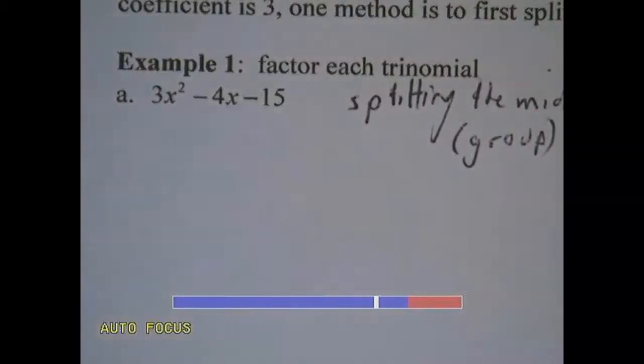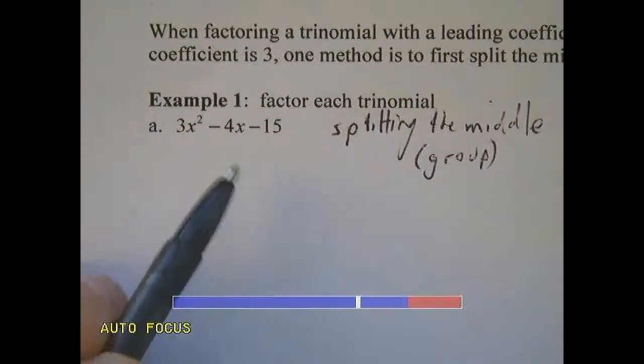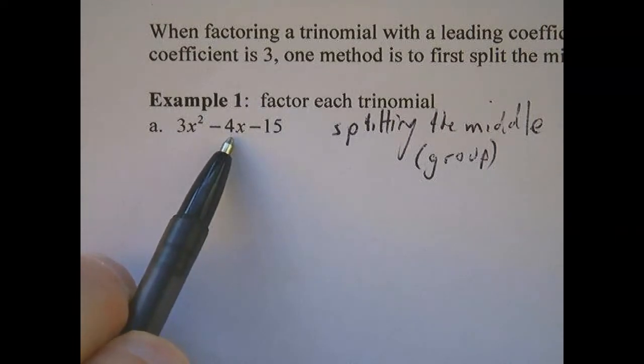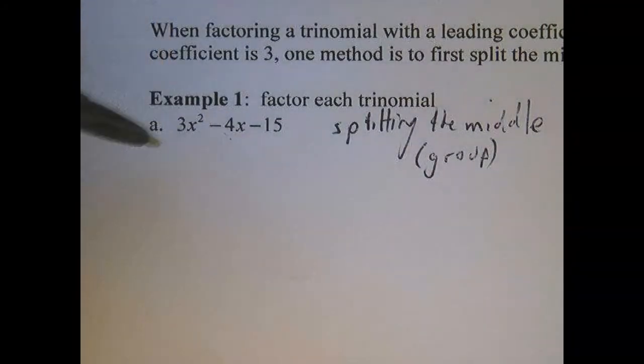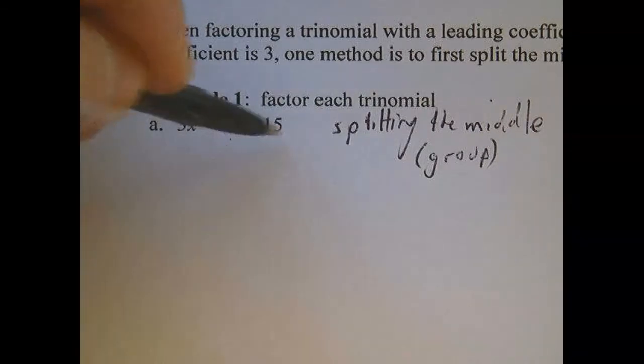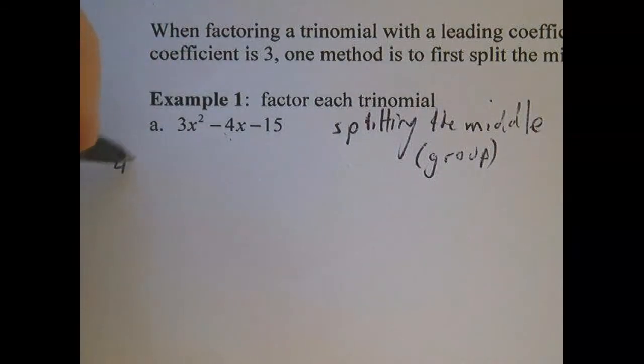Now when I say splitting the middle, I'm talking about the middle term. We're going to split the middle term into two terms so that we can move forward and factor it by grouping. So how do we find how to split this? We can make it 1x and 4x, 2x and 2x. How do we know? So what we do is we multiply the first and the third term. So in that case, we get 45x squared. And we carry down the middle term, which is negative 4x, and we make a little x.